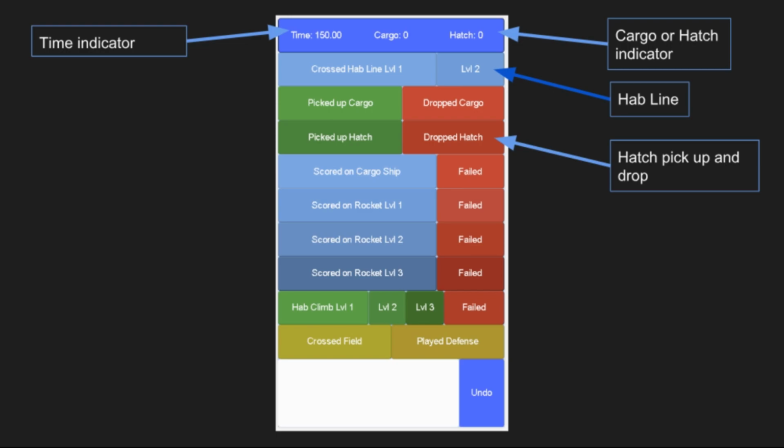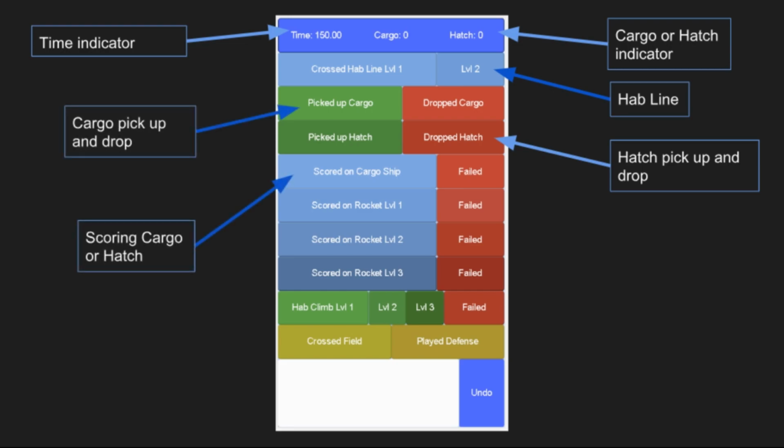The other parts: this square is the hatch and cargo pickup mechanism, so you can indicate when they picked up cargo and hatch. There's hatch pickup and hatch drop, cargo pickup and cargo drop. Then there's the scoring mechanism. If they scored either a hatch or cargo on the cargo ship, you click on cargo ship, or if they fail to do so, you click on the fail button right next to it. And then at the very bottom, there's a HAB climb mechanism, which is how you indicate how they try to climb to the HAB platforms.